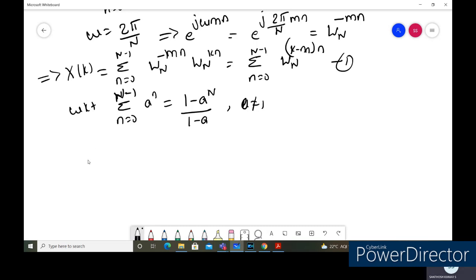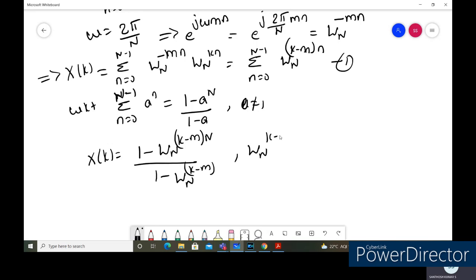So as per this formula, X of k will become equal to 1 minus omega to the power of k minus m, whole to the power of N, divided by 1 minus omega to the power of k minus m, provided omega to the power of k minus m should not be equal to 1. This implies that omega to the power of k minus m will become equal to 1 when k minus m is equal to 0. So k minus m should not be equal to 0, or else we can state that k should not be equal to m.